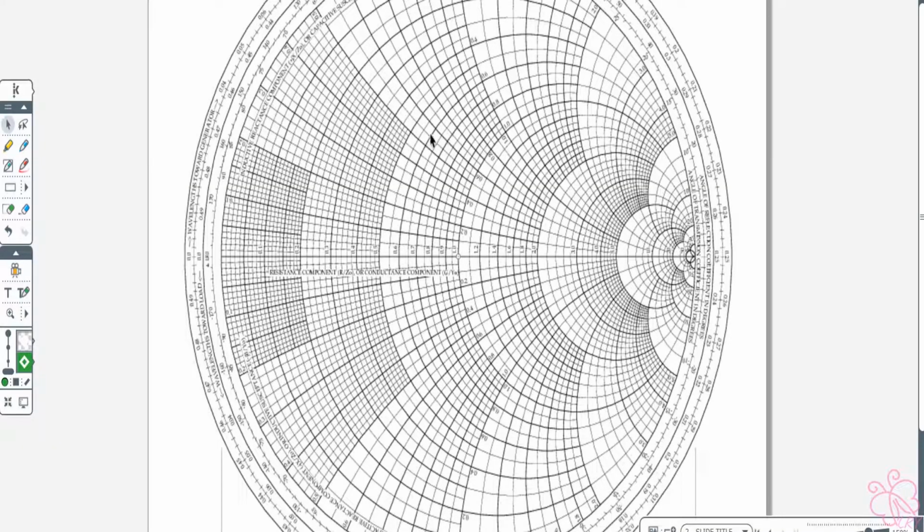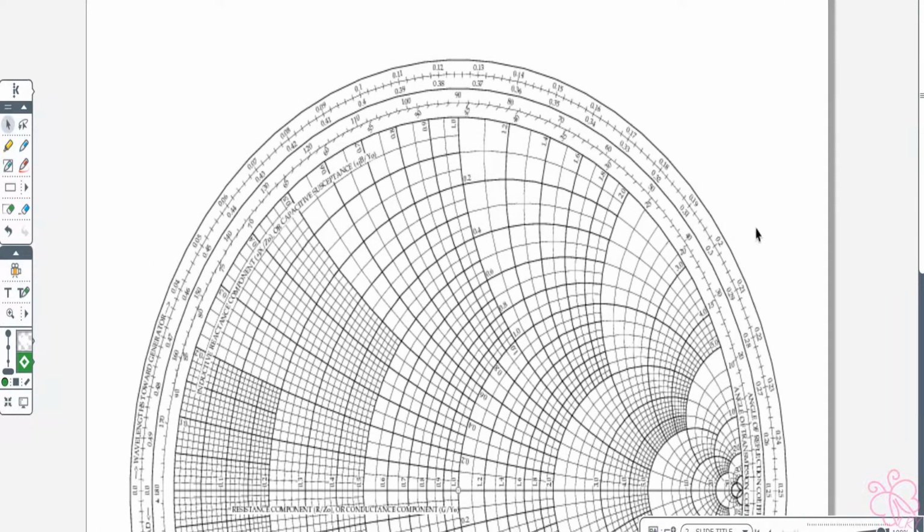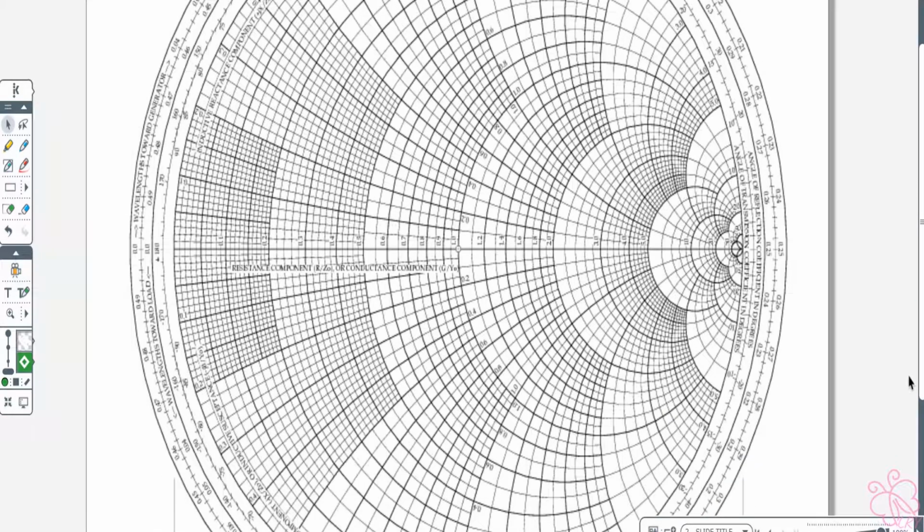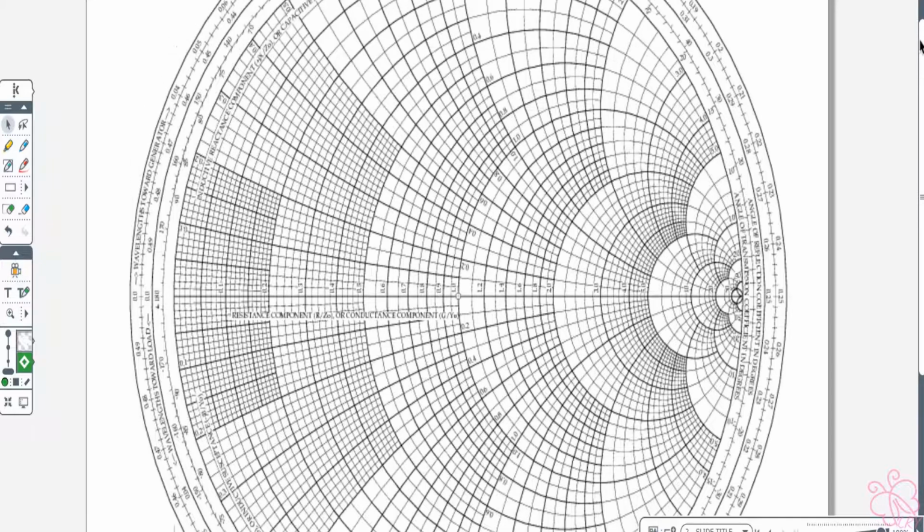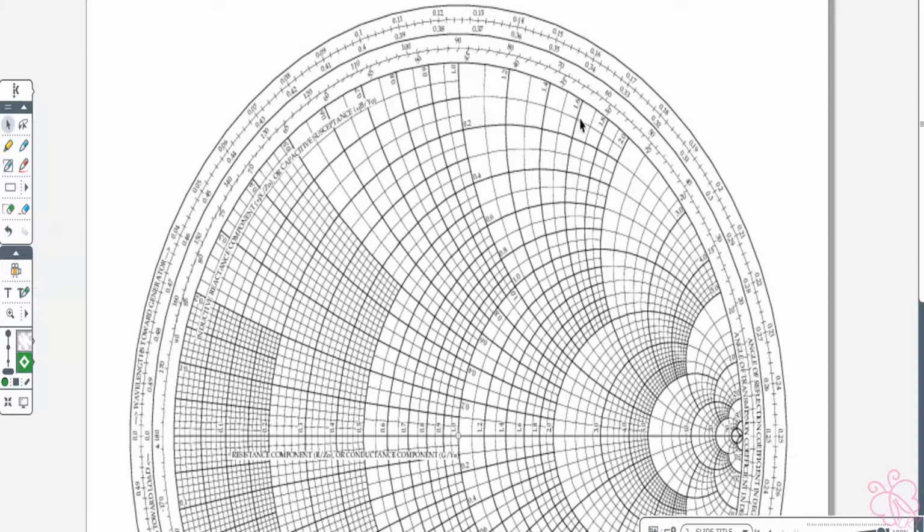So I will plot our ZL prime. Our ZL prime that we calculated just now is 1.2 plus j1.6. Here this is 1.2 at the real part, and the imaginary part is 1.6. Since it is positive, it will be on the upper side. So this is 1.6 and 1.2, and this will be our ZL prime.